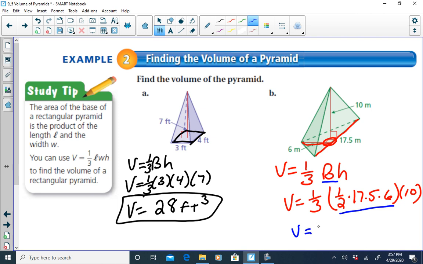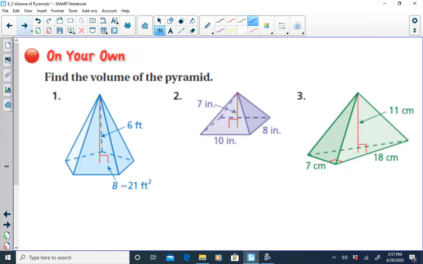Volume is going to be equal to 175 cubic meters. Now I would say, guys, with your calculators, your Chromebooks, make sure that you can punch these numbers into a calculator or your phone or your Chromebook and make sure that you get that answer, 175 cubic meters. Okay? Let's try a few more.